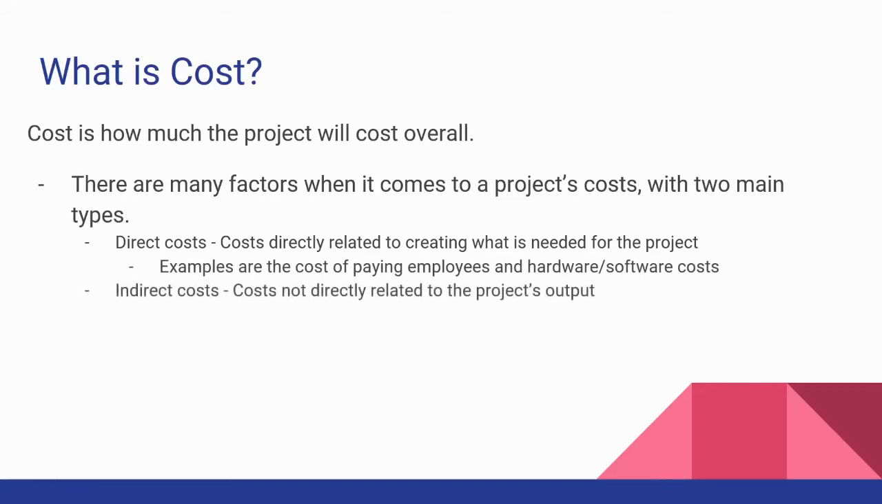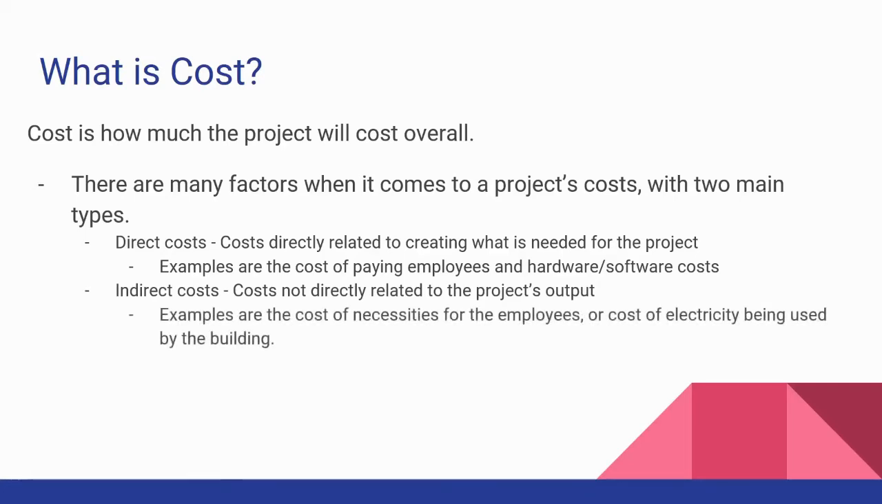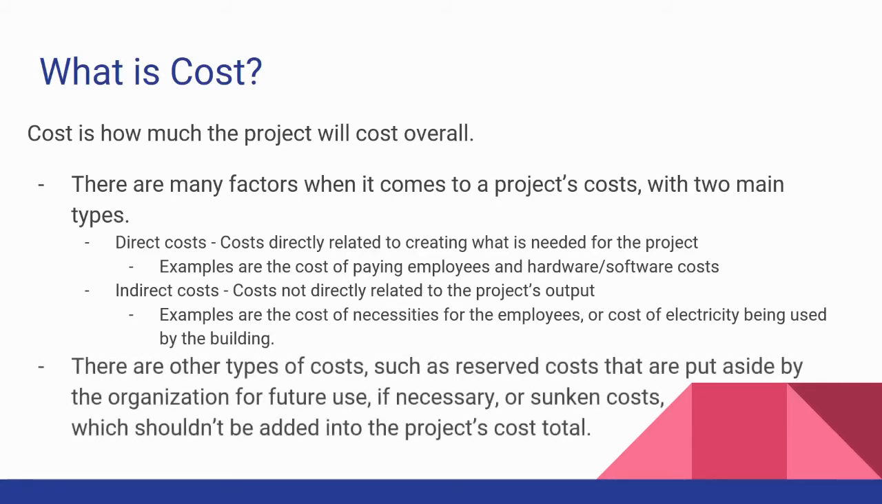The second is indirect costs. These are costs that are not directly related to the products or services made by the project. Some examples of indirect costs are the cost of necessities for the employees or the cost of electricity being used by the building. There are other types of costs, such as reserve costs that are put aside by the organization for future use, if necessary, or sunk costs, which shouldn't be added into the project's cost total.